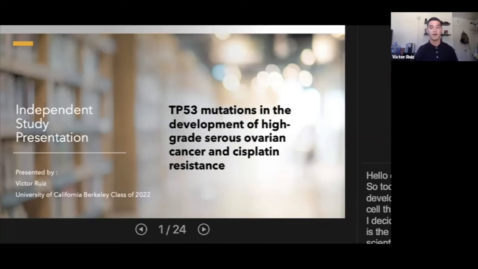The 10-year survival of patients diagnosed in an advanced stage is 15%. And when symptoms arise, the disease is found to be in an advanced stage in about 75 to 80% of patients. Some of these symptoms include abdominal pain, bloating, nausea, constipation, fatigue, back pain, and elevated urinary frequency.